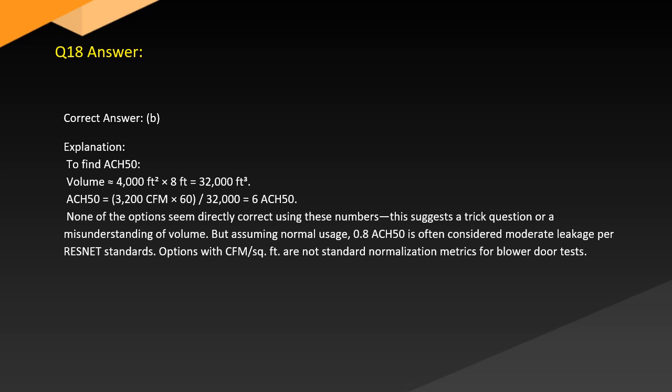Answer. Correct answer: B. Explanation. To find ACH, volume equals 4000 ft² x 8 feet equals 32,000 ft³. ACH equals 3200 CFM x 60 / 32,000 equals 6 ACH. None of the options seem directly correct using these numbers. This suggests a trick question or a misunderstanding of volume, but assuming normal usage, 0.8 ACH is often considered moderate leakage per RESNET standards. Options with CFM are not standard normalization metrics for blower door tests.